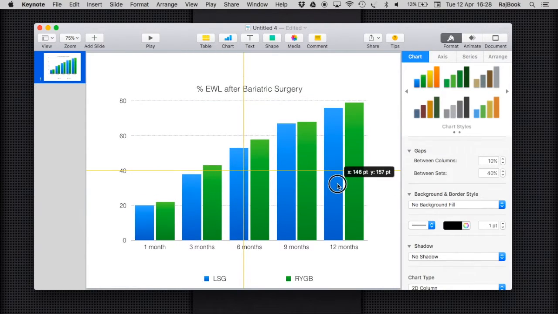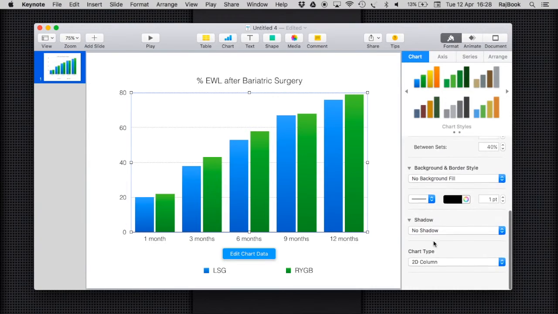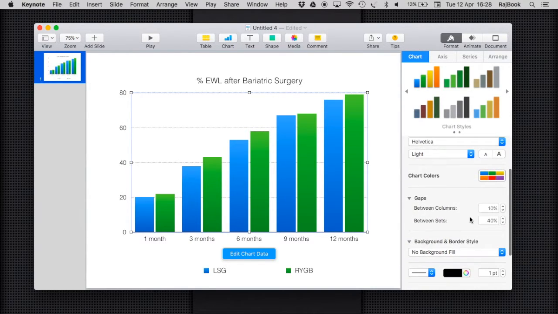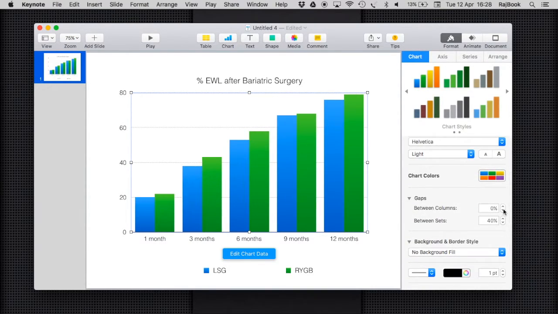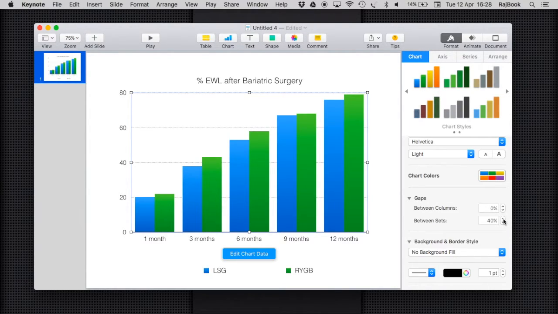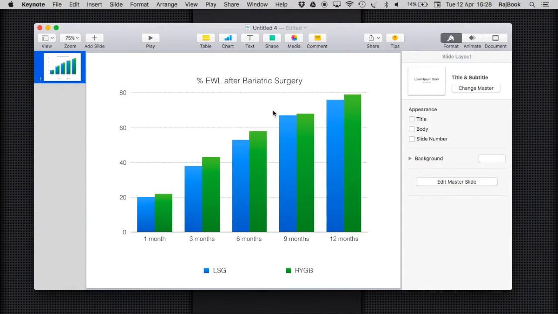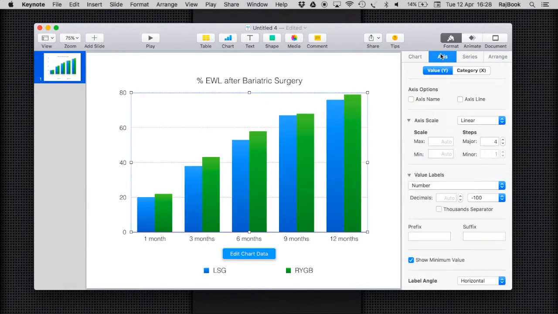Then we can go ahead and adjust the gap between the columns. It can be wide gapped so that it looks confusing. The closer the comparison, the better. So here I like to have both together, as well as a good distance between the sets so that it is very clear to the audience. Once the chart is done, then go to the axis.